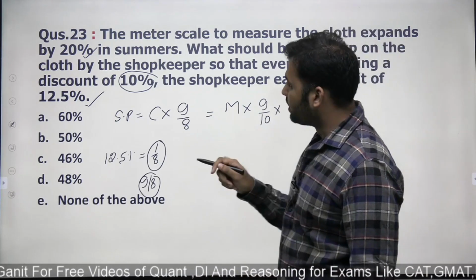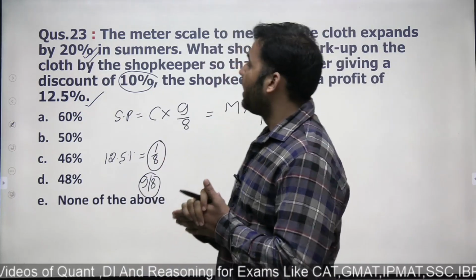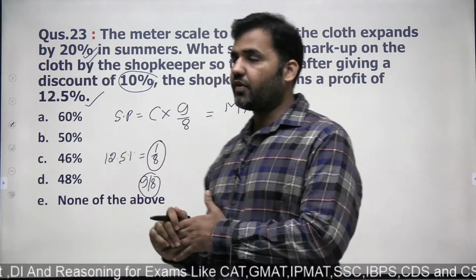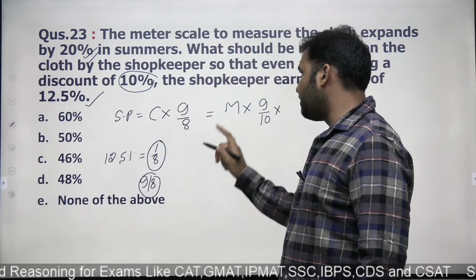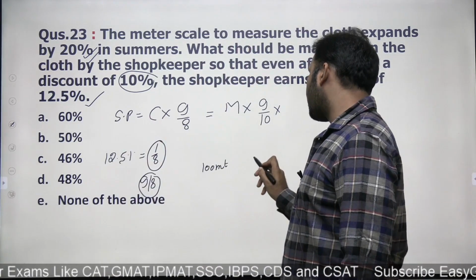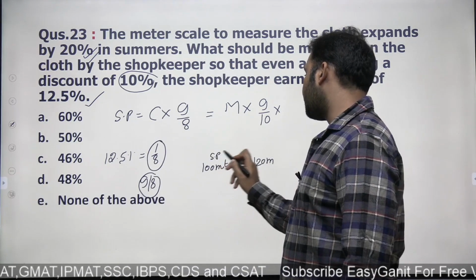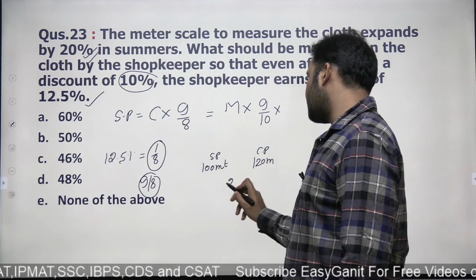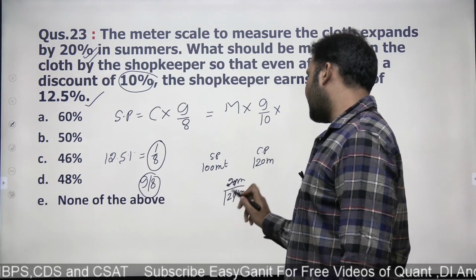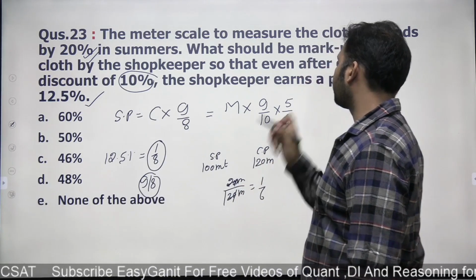And then there's also a factor of 20% expansion of the cloth. Now, how does the 20% expansion of the meter scale affect my profit? We have already seen that कि 20% का extension का मतलब है कि 100 मीटर का पैसा मिलेगा और 120 मीटर का इन्वेस्टमेंट होगा. That means this is going to be the selling price and this is my cost price. So 20 मीटर का loss 120 मीटर के extension पे, which I have just explained to you, that give me a loss of 1 by 6. 1 by 6 का loss is equal to 5 by 6, right?